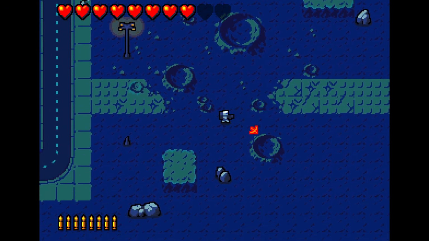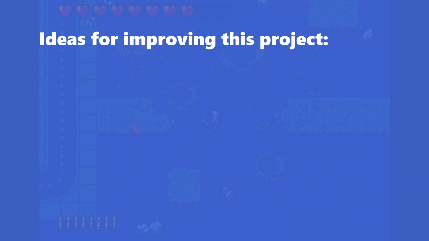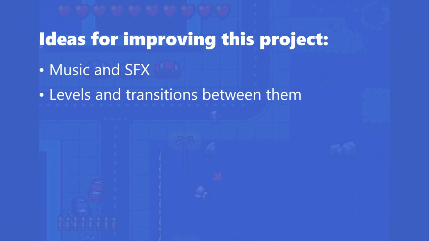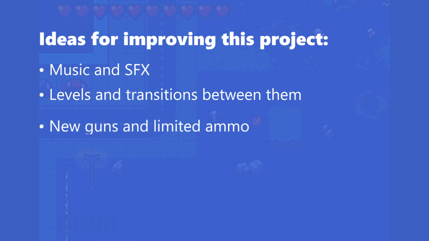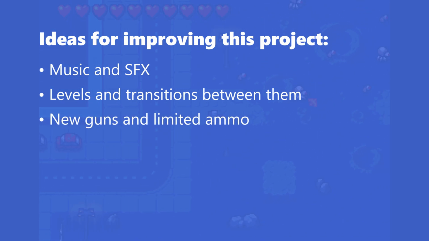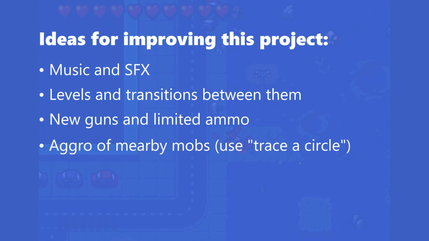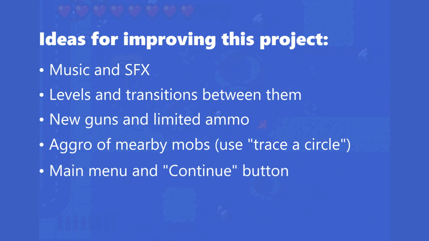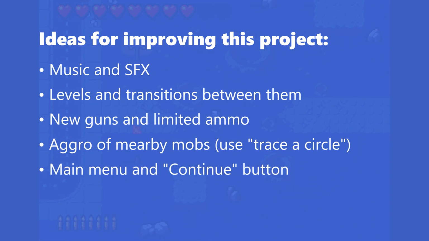If you want to continue this project, here are some ideas for it. Adding sounds and music. Make several levels and transitions between them. Add a few types of projectiles and limited ammunition. Have the enemy's aggression spread to nearby enemies when one is aggroed. Try the trace a circle block. Make a main menu and simple save system that loads the last level.